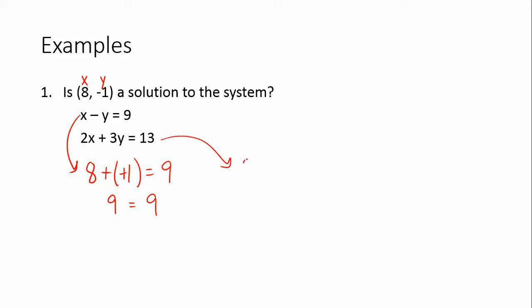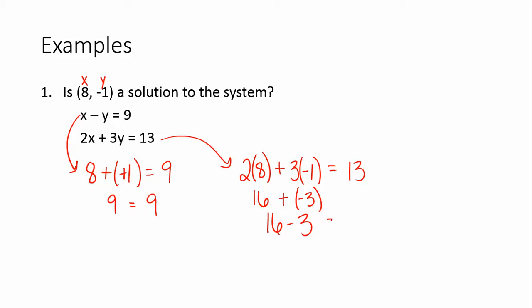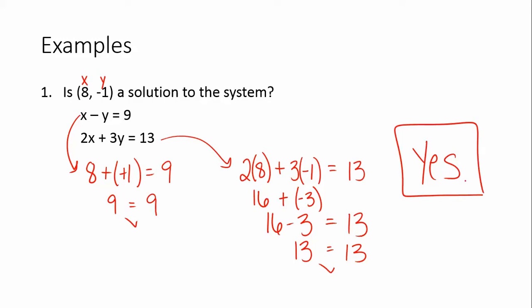So we have 2 times 8, notice I'm plugging in the 8 for the x, plus 3 times -1, and I want to know if that's 13. So I get 16 plus -3, or 16 minus 3, and that is 13. So we have 13 equals 13. That means that the ordered pair solves both equations. It is a solution to the system. So to answer the question, yes, (8, -1) is a solution to the system.